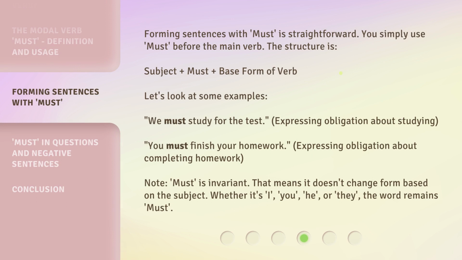Forming sentences with must is straightforward. You simply use must before the main verb. The structure is subject plus must plus base form of verb. Let's look at some examples.